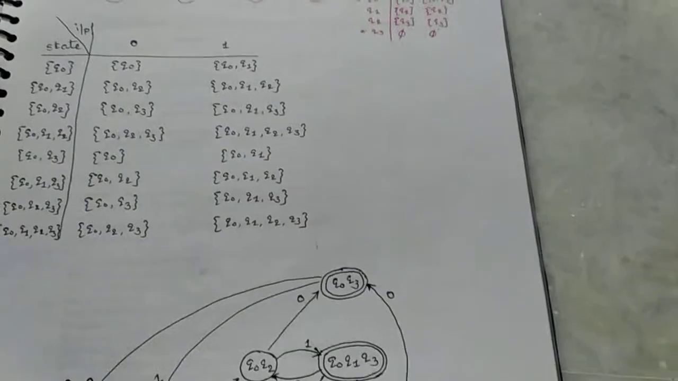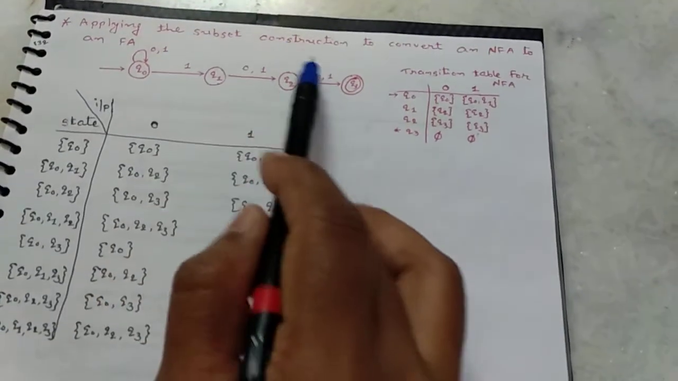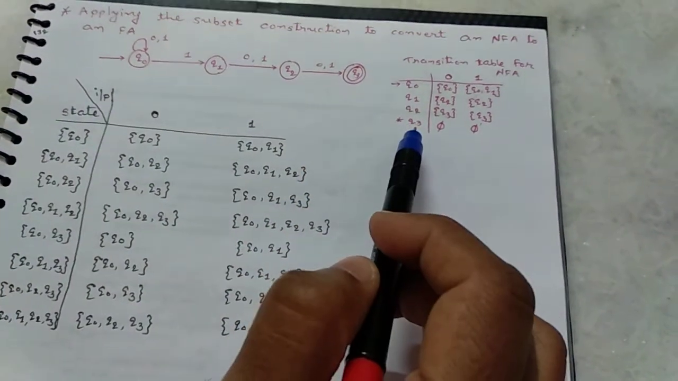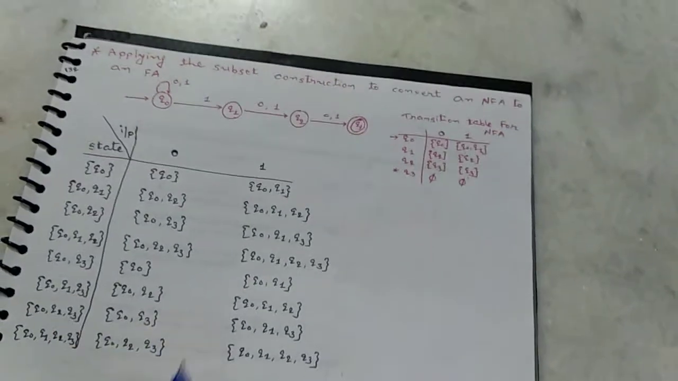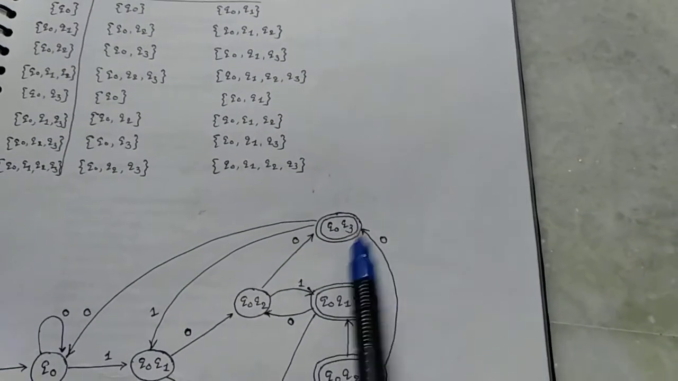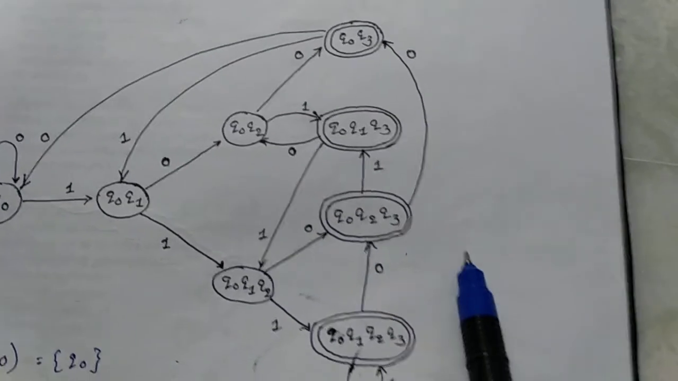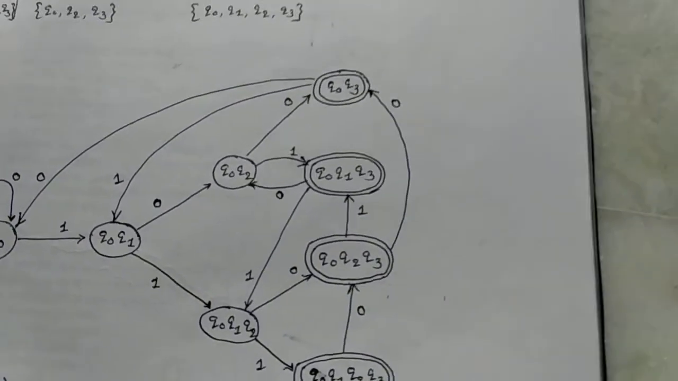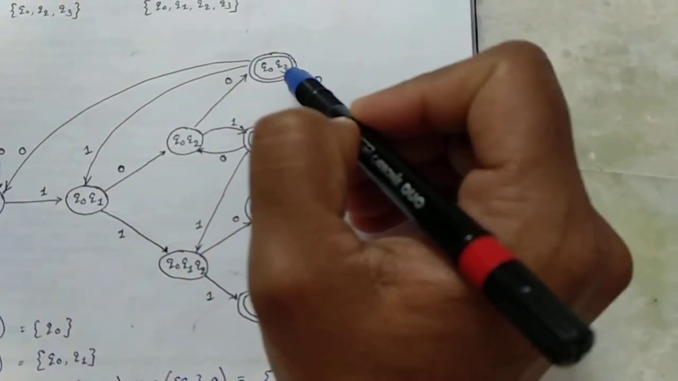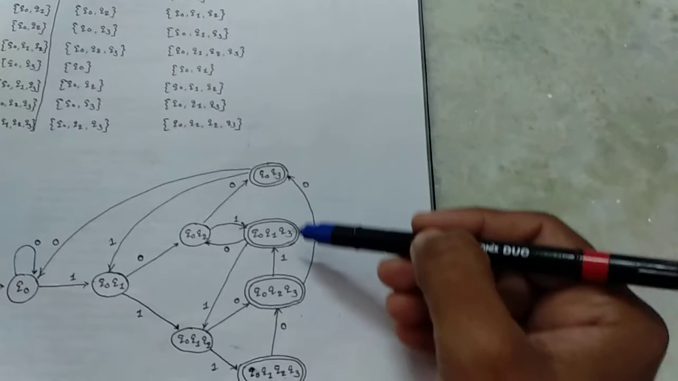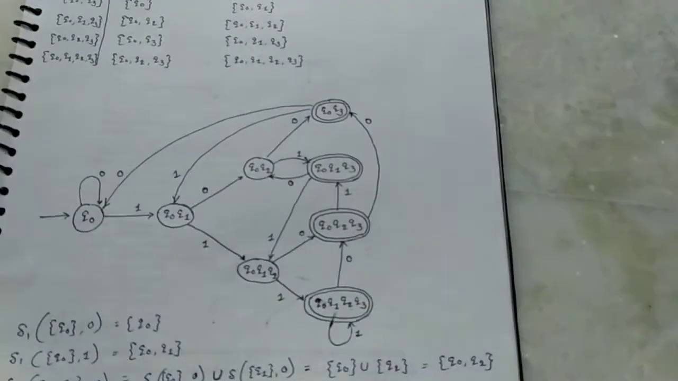For the final state, in the NFA the final state is Q3. So in which states does Q3 come? Here: Q0, Q3; Q0, Q1, Q3; Q0, Q2, Q3; and Q0, Q1, Q2, Q3. All 4 states include Q3, so these 4 states are final states.